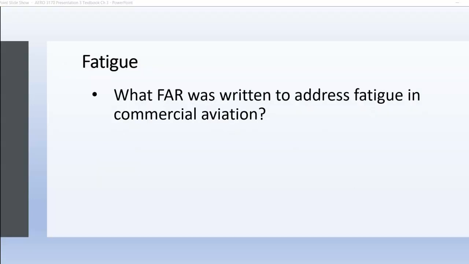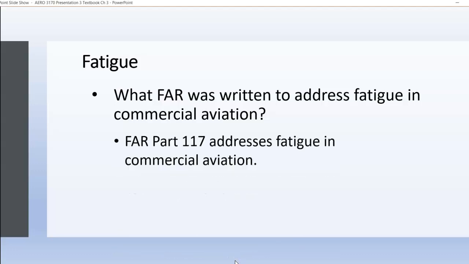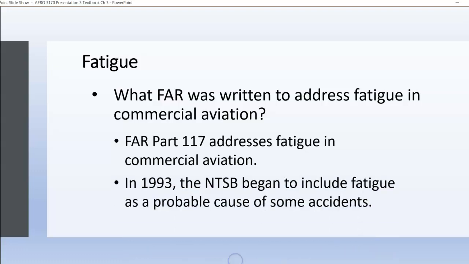Another human factor that has led to several high-profile accidents is fatigue. What federal aviation regulation was written to address fatigue in commercial aviation? Well, FAR Part 117 is the federal aviation regulation that addresses fatigue in commercial aviation. And starting in 1993, the NTSB began to include fatigue as a probable cause for some accidents.